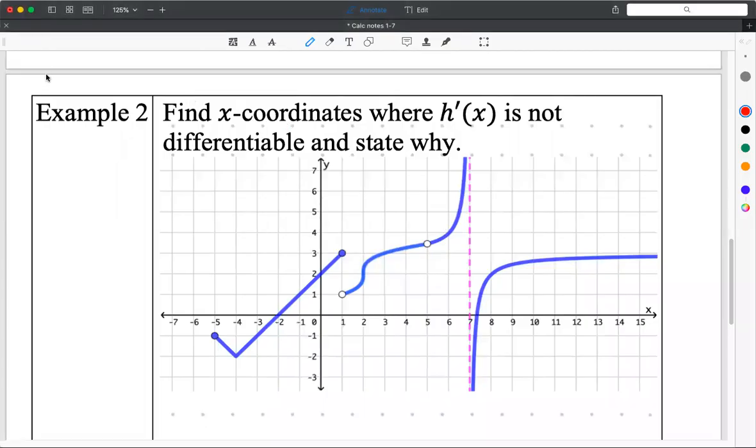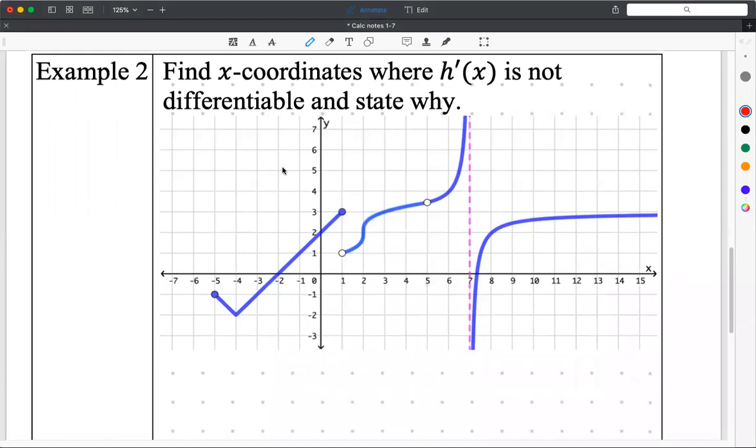Okay, so find the x-coordinates where h prime of x is not differentiable, and you have to state why. I guess all of this should be labeled as h of x, so let's go ahead and do that. This is h of x.